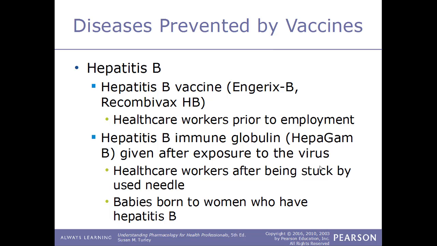There are 2 forms of this vaccine. You have the hepatitis B vaccine, known by the trade names Engerix-B and Recombivax HB. This is the vaccine that's given to healthcare workers prior to their employment. Another kind of vaccine here would be the hepatitis B immunoglobulin, also known by the trade name HepaGam B. And this is given after someone has been exposed to the virus, such as a healthcare worker being stuck by a used needle, or babies who are born to women who have hepatitis B.